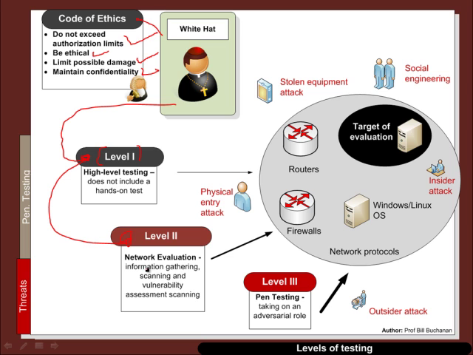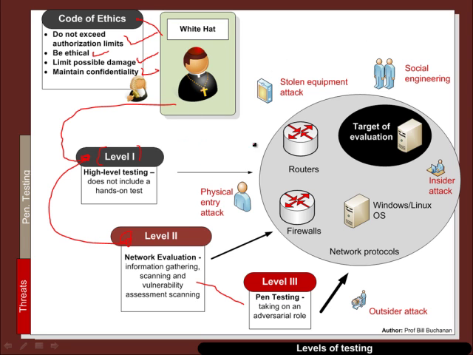Level 2 is a network evaluation, and that typically involves information gathering, such as the scanning of the network and then looking at any vulnerabilities. So this is where we might get tools such as Nessus and Nmap involved. Then, once vulnerabilities are there, then the white hat will take an adversarial role to actually perform the penetration testing. So this might do damage to the system, but all damage that's created will hopefully be reversed.